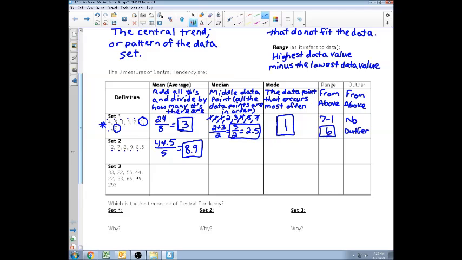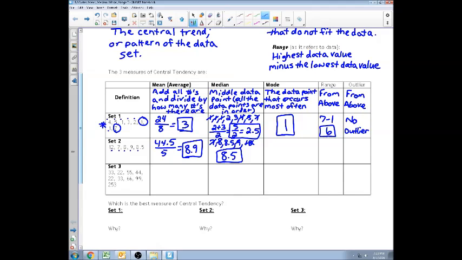Okay? The median, we need to put them in some type of order, either smallest to largest or largest to smallest. I go smallest to largest all the time. So 7, 8, 8.5, 9, and 12. Cross out the 7, cross out the 12. Cross out the 8, cross out the 9. There's only one number in the middle. It is 8.5.